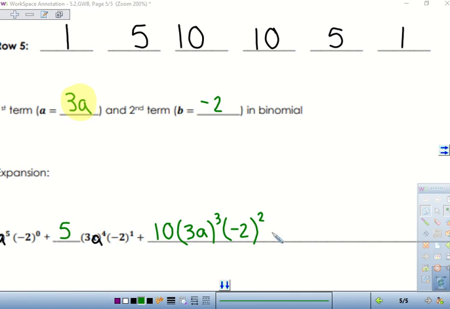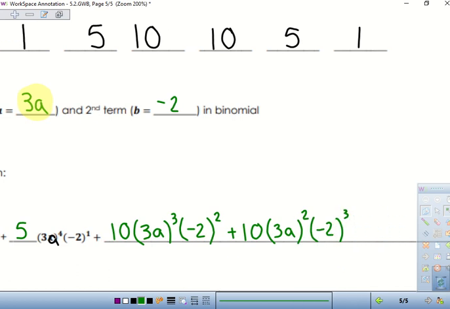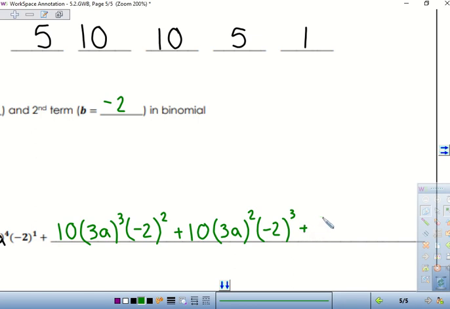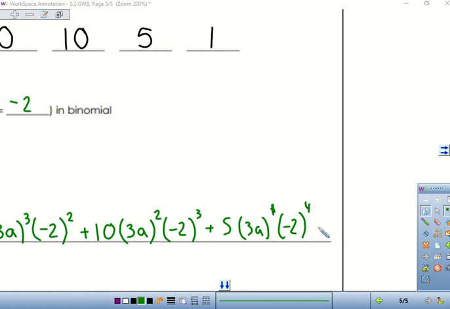Next one's going to be 10 again. 3a to the 2nd, good, negative 2 to the 3rd. Next one's going to be 5, 3a to the, yes, first. Negative 2 to the 4th, good. Next one's going to be 1, 3a to the 0, negative 2 to the 5th.